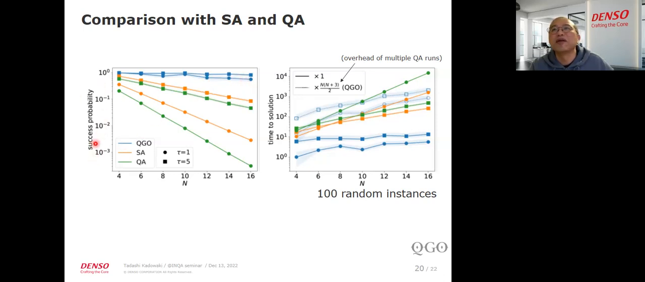This is success probability. Another major index is time to solution. In this algorithm, we conduct quantum annealing repeatedly. That causes an overhead for this algorithm, so this is the upper limit of the overhead. When we multiply it, in such a case, the results are very comparable. But I think that is the upper limit. We can figure out a better strategy for fixing spins. For example, we fix multiple spins at a time, so we can reduce this overhead.